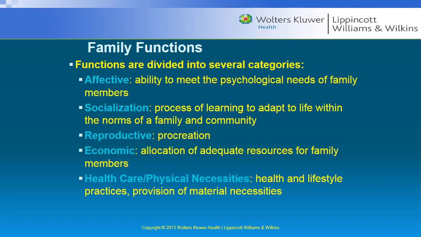Family functions are divided into several categories. The first is affective. It is the ability to meet the psychological needs of family members. The second family function is socialization. This is the process of learning to adapt to life within the norms of a family and community. The reproductive family function has to do with procreation. The economic family function has to do with allocation of adequate resources for family members. The healthcare physical necessities family function is about health and lifestyle practices and the provision of material necessities.